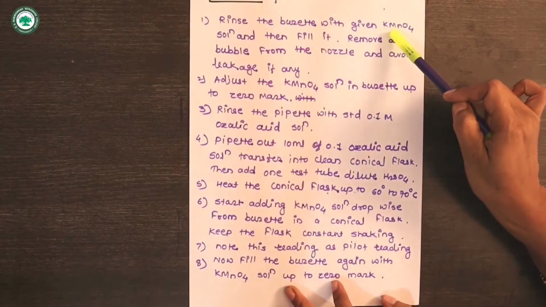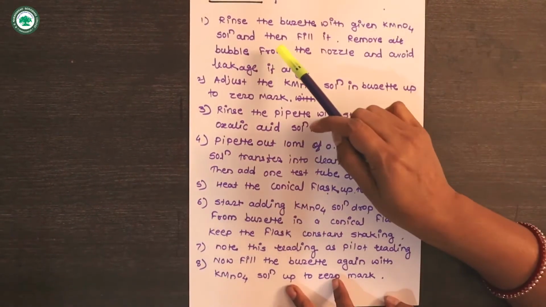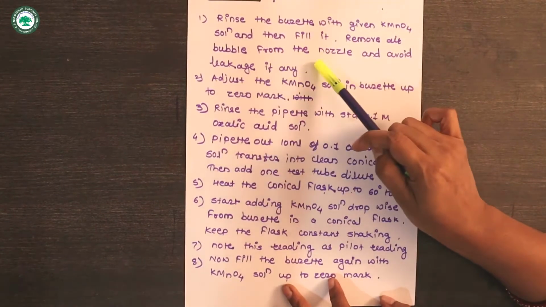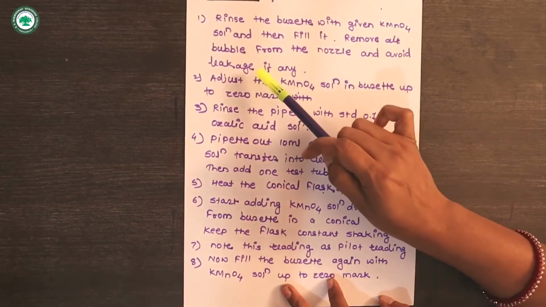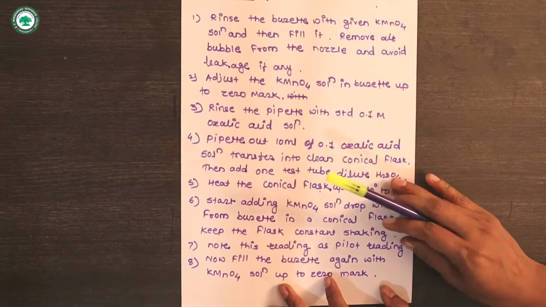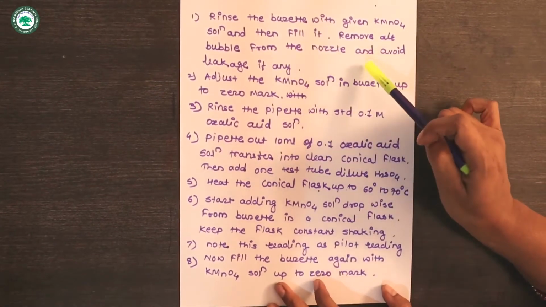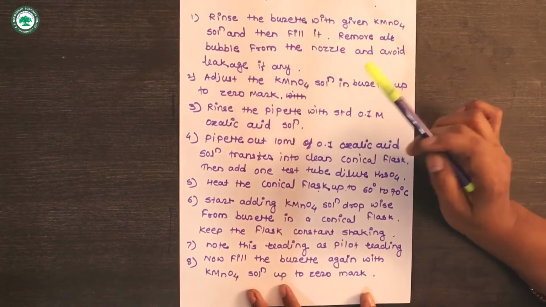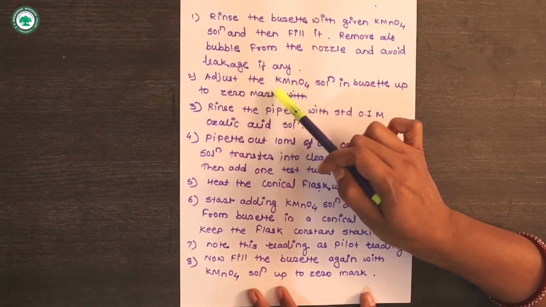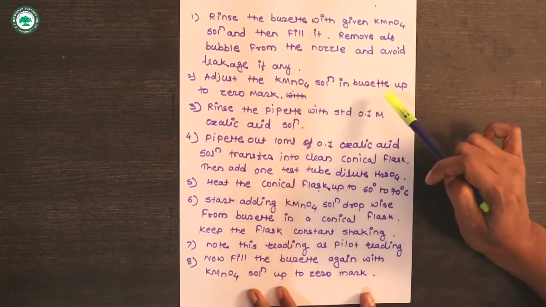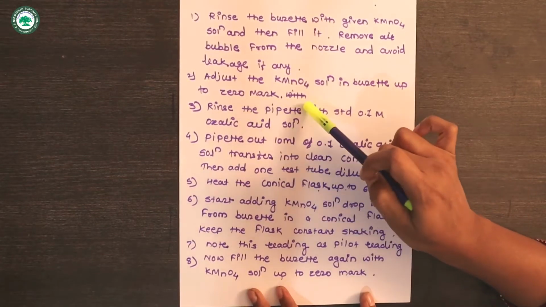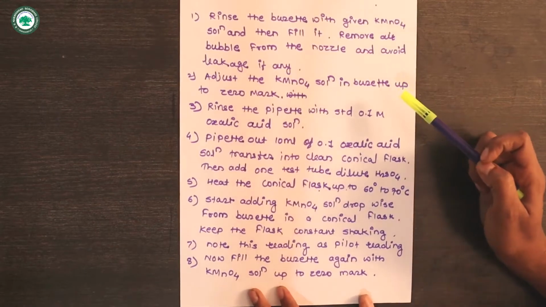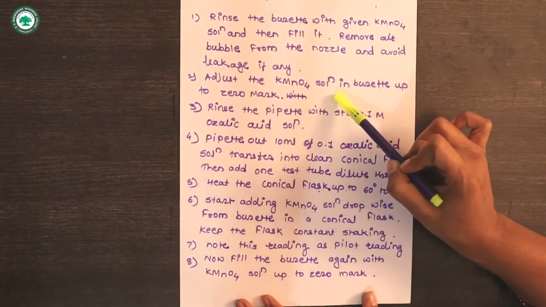We prepare the KMnO4 solution and fill the burette. Remove air bubbles from the nozzle and avoid any leakage. Means any type of leakage we can remove, and bubbles or air gap are also removed. The second point is to adjust the KMnO4 solution in the burette up to the 0 mark. Means adjust the burette so the solution is up to the 0 mark.